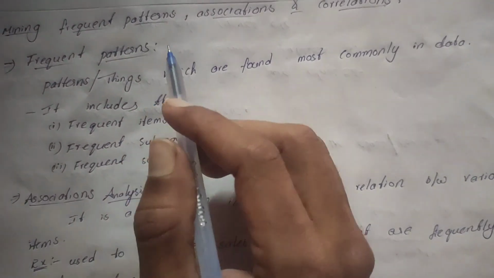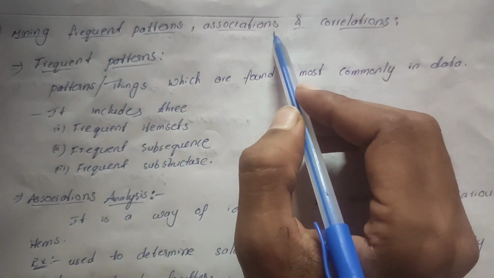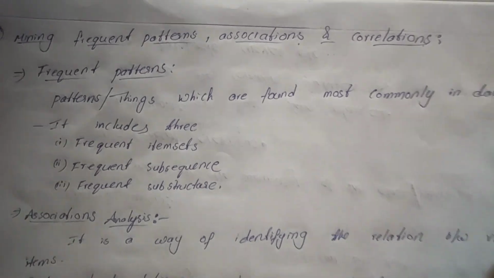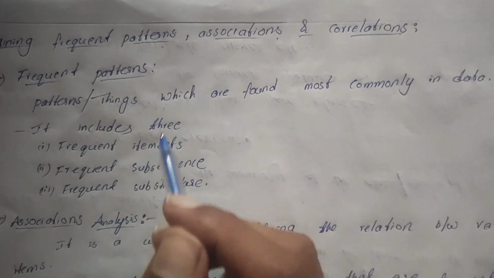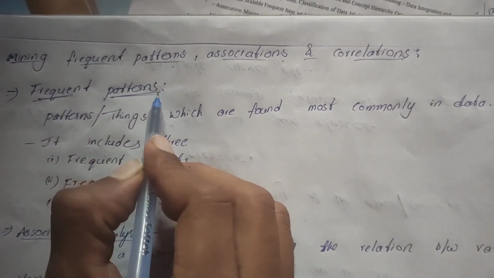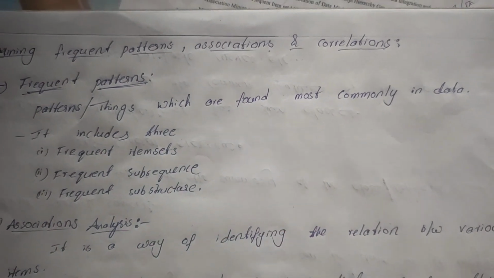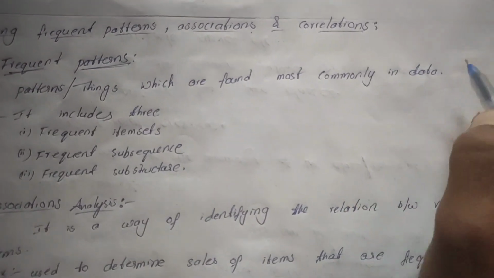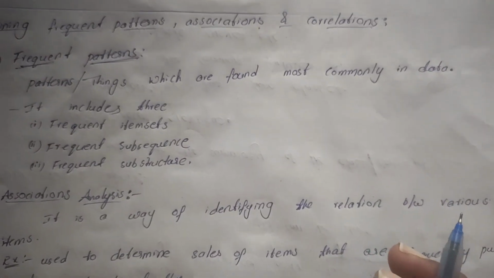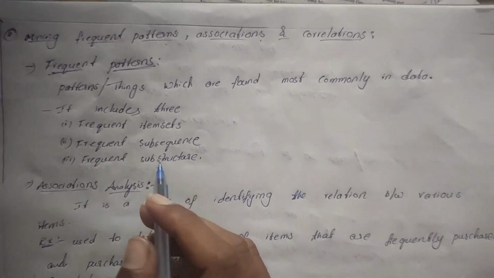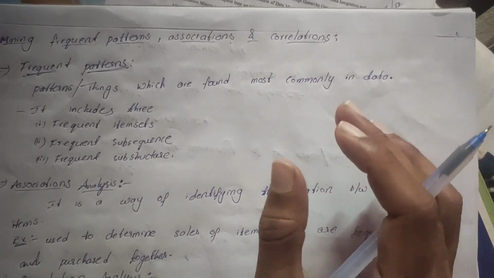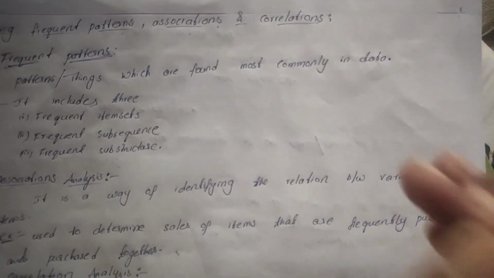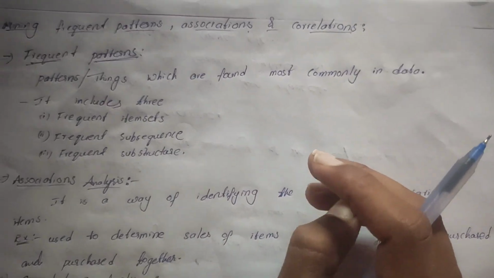Next, the second one, mining frequent patterns, associations and correlations. We already know mining means extracting the data. Frequent patterns are the patterns that are found most commonly in data. The data contains many patterns or things, and within that there are patterns that occur frequently, called frequent patterns.